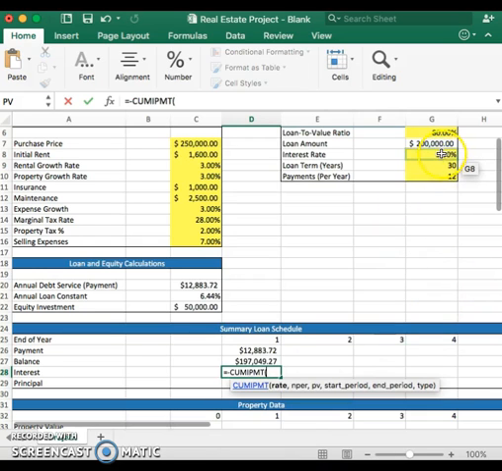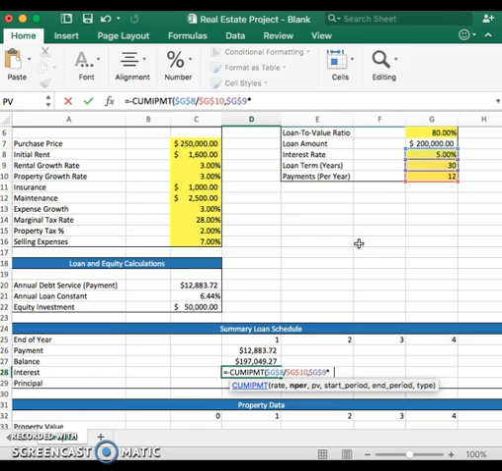Next, we have to get our interest, which is done by using the cumulative payment formula. The first thing in that formula is also the interest rate, which we have to lock. And then you again divide it by the number of payments, which we have to lock. The next part is the number of periods, which is done by taking the loan term, locking that, and then multiplying that by the payments per year, and we have to lock that as well.